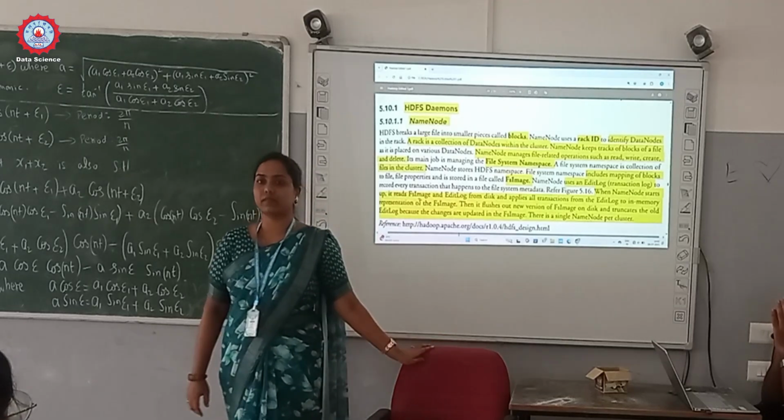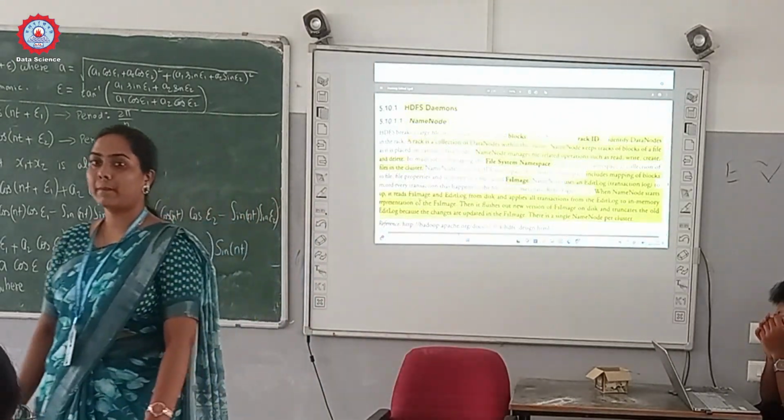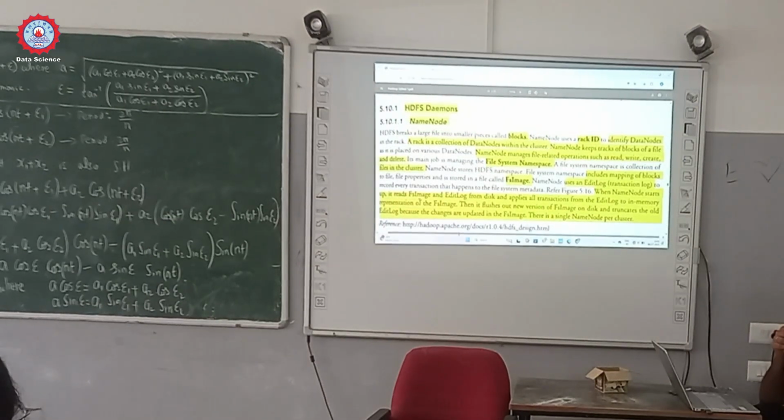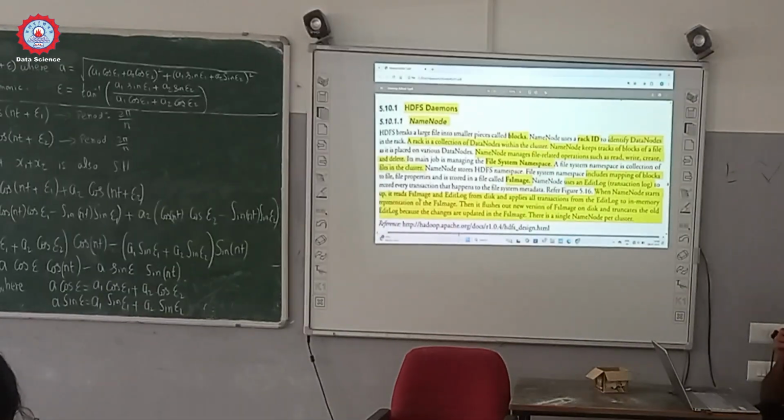What is metadata? Memory. The memory of the Hadoop file system. A group of data collection is nothing but metadata, which is going to be stored inside the HDFS, right?